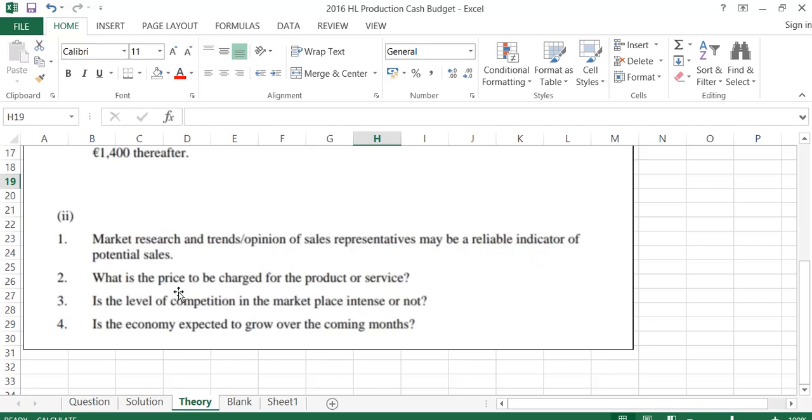What is the price to be charged for the product or service? They need to work out the price to be charged. Is the level of competition in the marketplace intense or not? So the higher the level of competition, probably the lower they might have to charge. And is the economy expected to grow over the coming months? So there are some of the questions that they might ask.